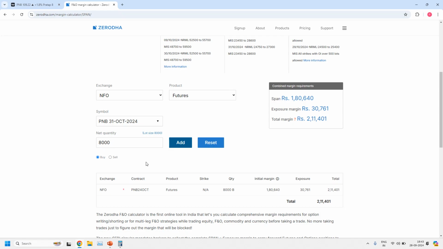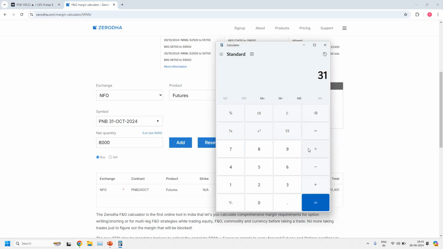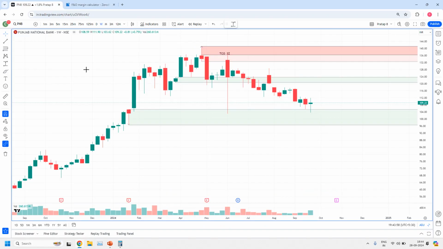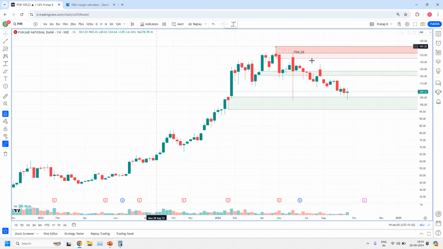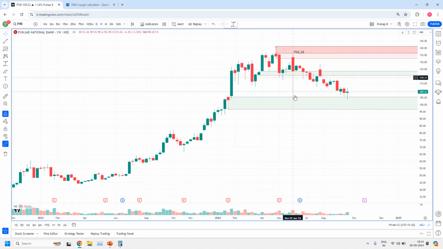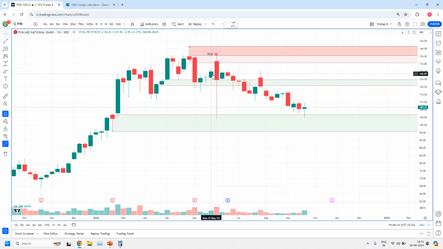So the lot size is 8,000. So 31 into 8,000, you would have got 2,48,000 rupees profit. And the current margin is 2,11,000. By the time you took your trade, it could even have been more, maybe 2,20,000 or 25,000, could have been its margin cost. And your amount is doubled in 2 days in this scenario.